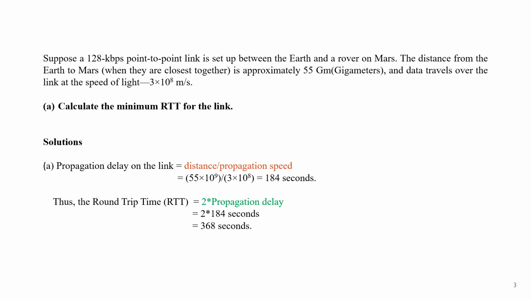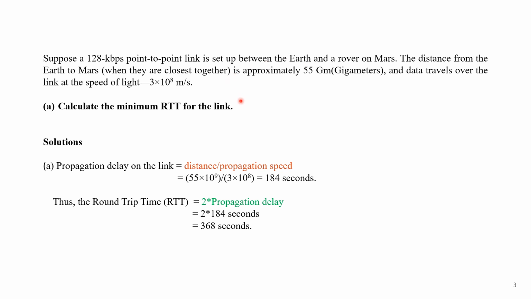So Gm is nothing but gigameters, and data travels over the link at the speed of light, which is 3 × 10^8 meters per second. So here we have three important pieces of information. One is the distance. What is the distance? The distance given here is 55 gigameters. So one given data is distance. The distance between Earth and a rover on Mars is 55 gigameters.